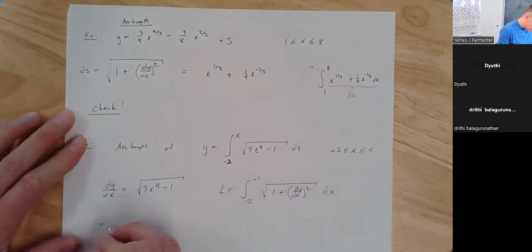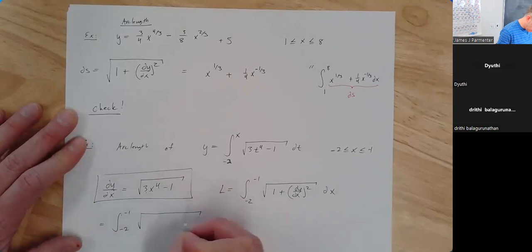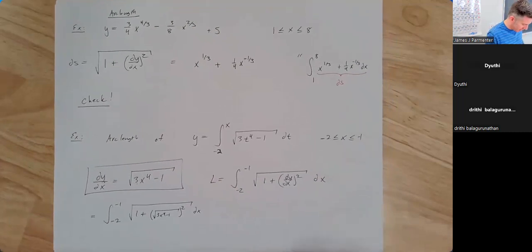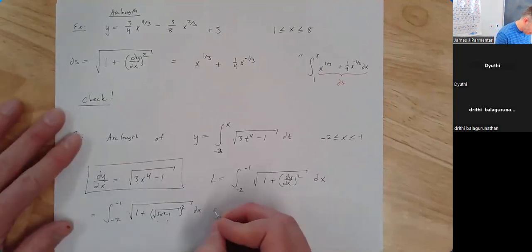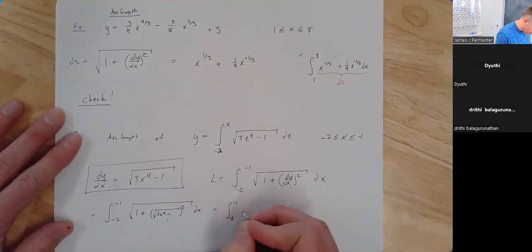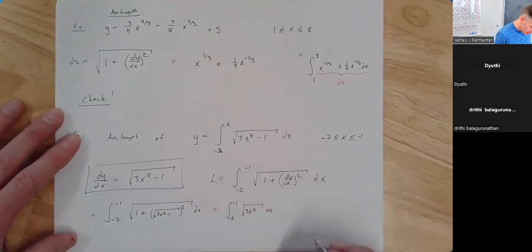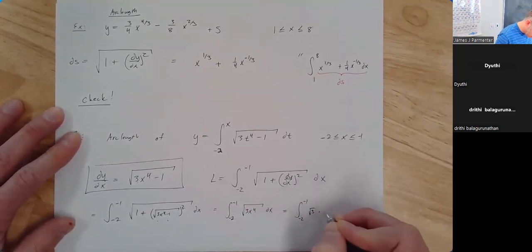So this is going to end up being the integral from -2 to -1 of the square root of 1 plus the square root of 3x to the 4th minus 1, squared. Right? It's by design made to be easy to calculate. The square root of this squared is just 3x to the 4th minus 1. The ones cancel, and we're going to get the integral from -2 to -1 of the square root of 3x to the 4th. And the square root of x to the 4th is just x squared. So it's going to be the integral from -2 to -1 of the square root of 3 times x squared.